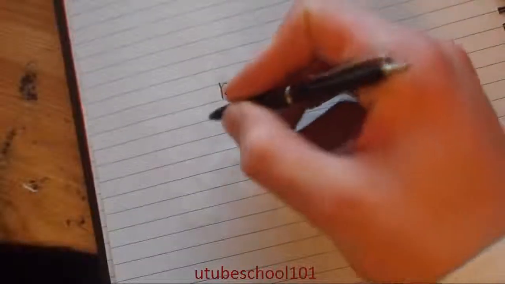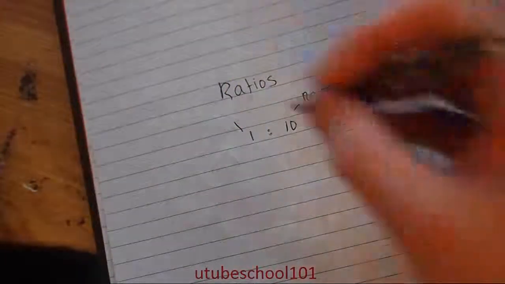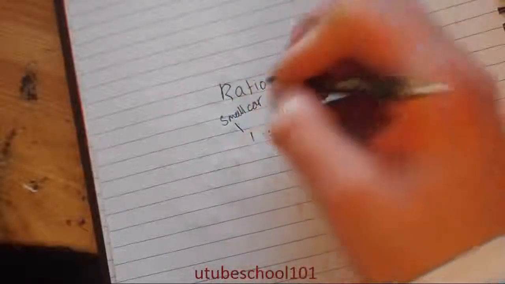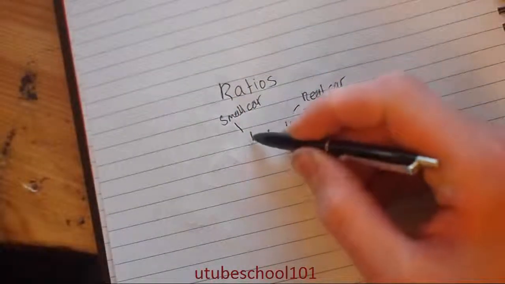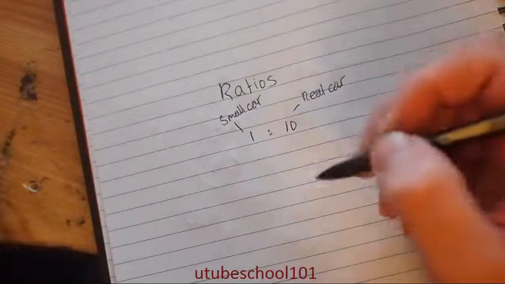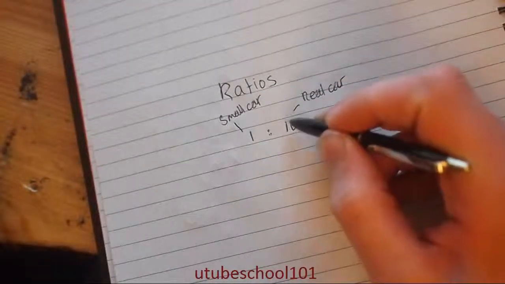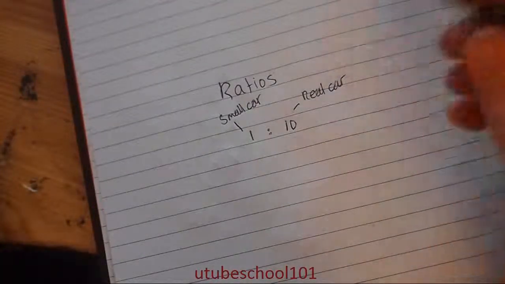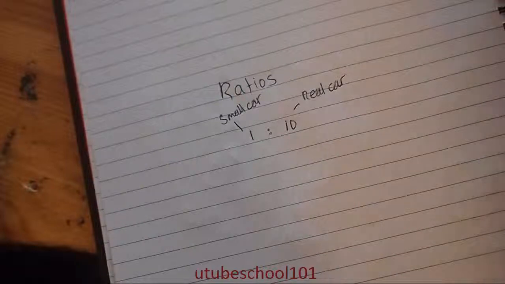It means that every 10 centimeters of a real car is 1 centimeter of the small car. So if you had 2 centimeters of small car, that would represent 20 centimeters of a real car. So it's all about equivalence, or in proportion. Yeah, that's the word. It keeps things in proportion. So we can use this to work things out.